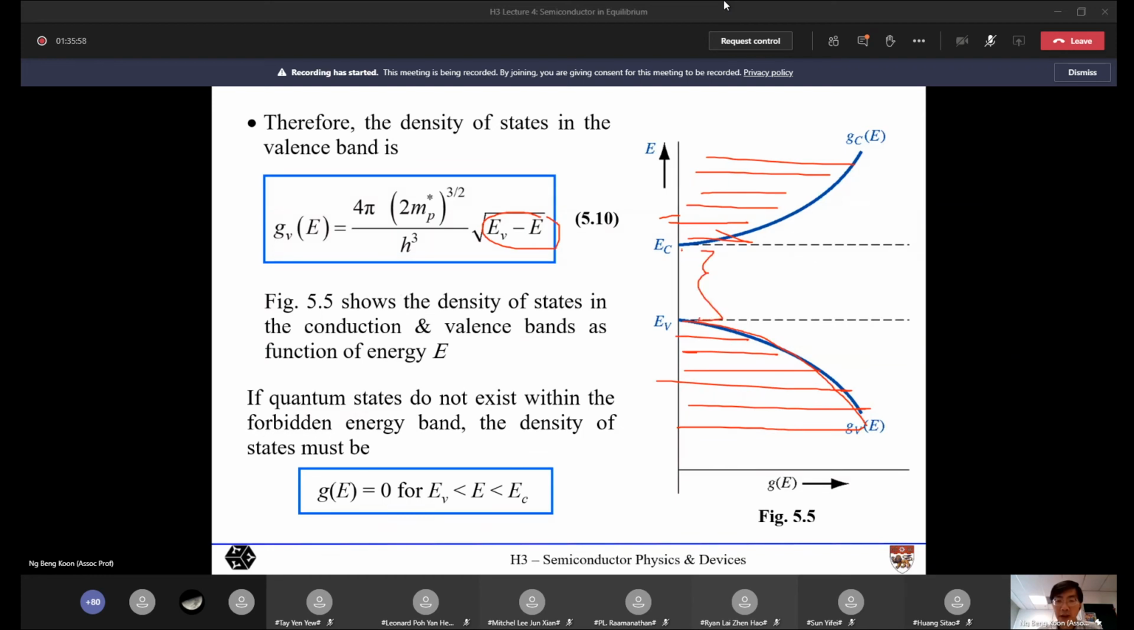The density of states there obviously must be 0, because there are no states in the band gap. So this part here, the curve is actually 0. That's your band gap.